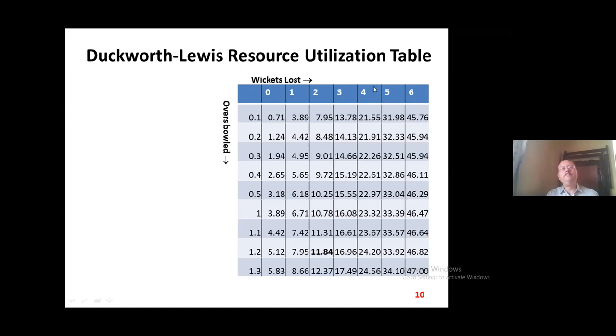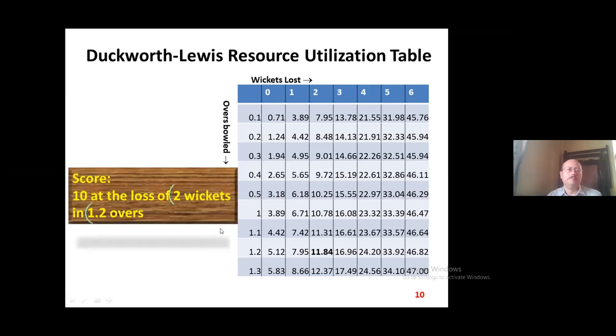So the x-axis is wickets lost and the y-axis is overs bowled. And you can see how much resource I am using up when I am going through the overs ball by ball, or I am losing wickets. To illustrate, so suppose I am here, my score is 10 at the loss of 2 wickets in 1.2 overs. So I am here and I am here. 8 balls and 2 wickets are lost. And that means I have used up this much, 11.84% of the resources to score 10 runs.